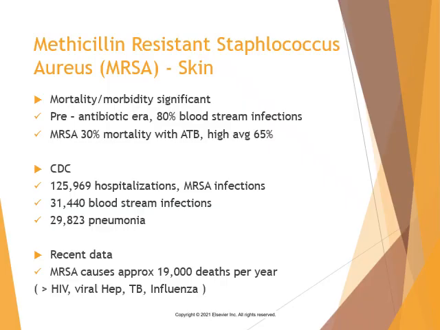CDC, you don't need to know these, but the numbers of hospitalizations, bloodstream infections coming from methicillin-resistant Staph aureus, and pneumonia. MRSA accounts for about 19,000 deaths a year, more than HIV, viral hepatitis, TB, or influenza.